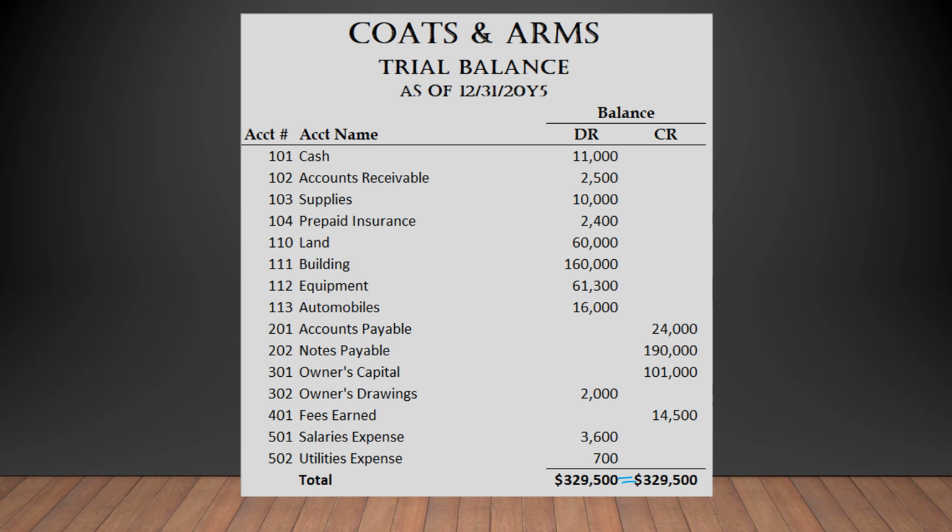A few items to note. The trial balance will always list accounts in the following order. First, it'll list all the company's asset accounts. Then its liability accounts, and finally, its equity accounts. With equity accounts, owner's capital and owner's drawings will always be listed first, followed by your revenues and then your expense accounts.